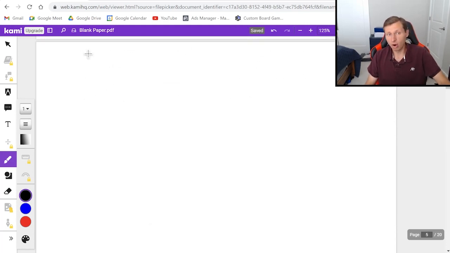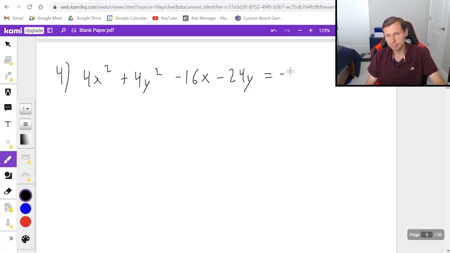And now for the last problem of today. This is by far the hardest one, and it is a really challenging completing the square problem. So I'm going to try and explain every step, but if you don't understand it, it's probably because you need more help with completing the square.